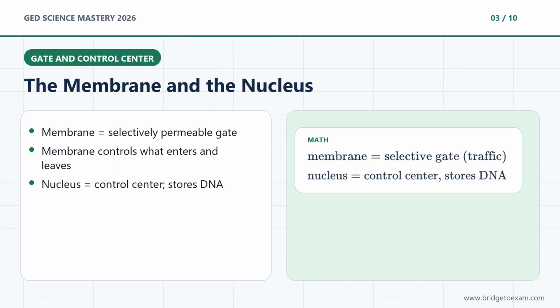Let's zoom in on two key parts. First, the cell membrane. It is the outer boundary, and it is selectively permeable, a careful gate that lets some things through, like water and oxygen, while keeping other things out. It controls what enters and what leaves. Second, the nucleus. In a eukaryotic cell, the nucleus is the control center, and it stores the DNA, the cell's master set of instructions. A simple way to keep them straight: the membrane manages traffic, and the nucleus manages information.